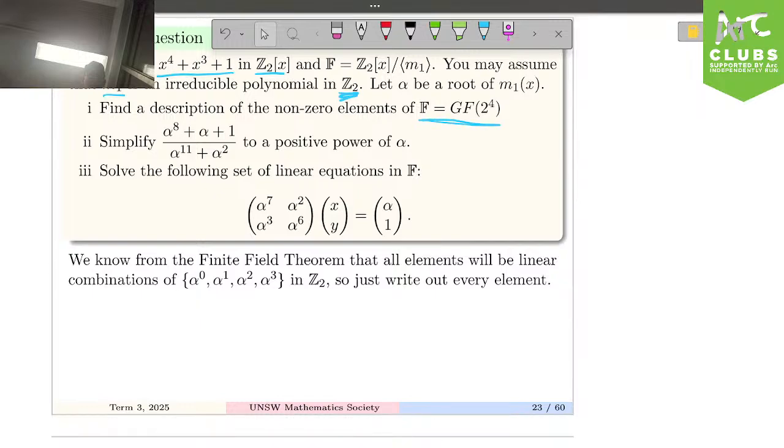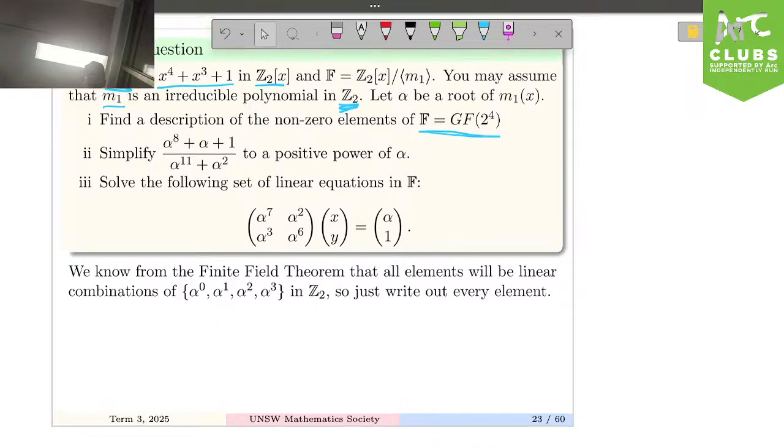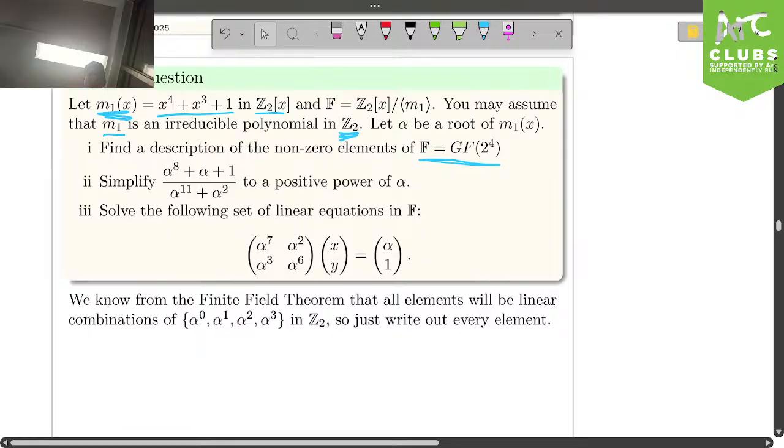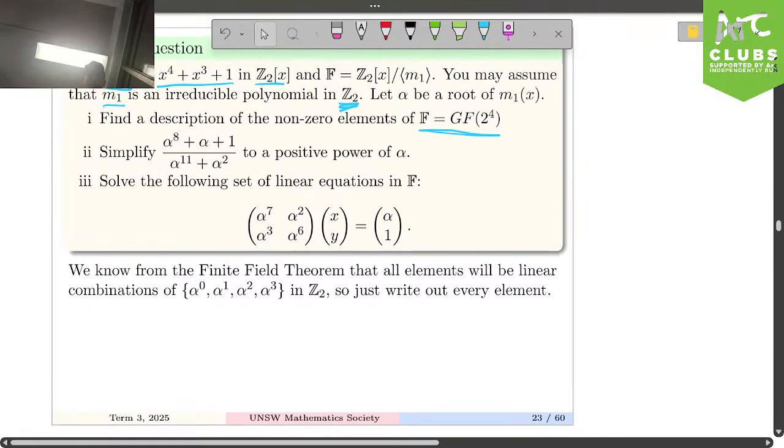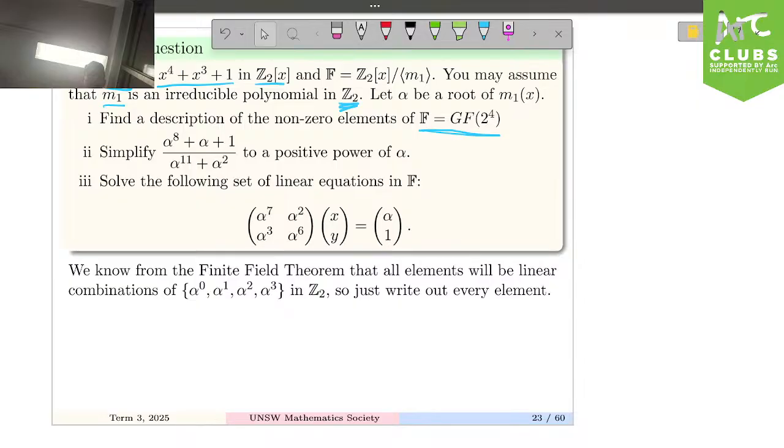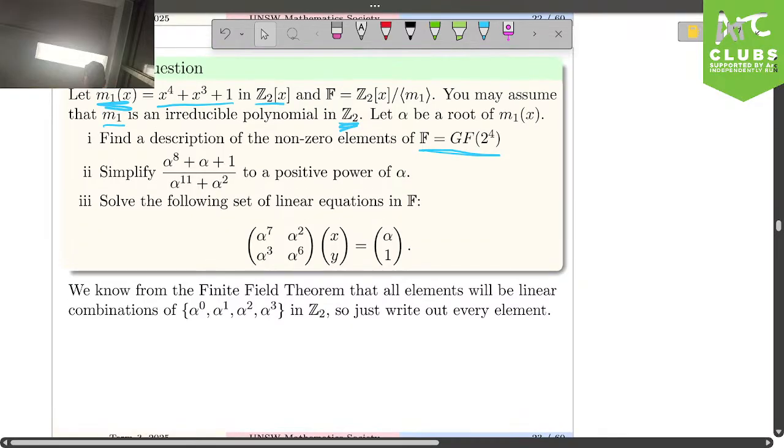Why would we need to factorize it? If it wasn't irreducible, why would you need to factor it? Because the finite field theorem requires that M is irreducible. Okay, cool. So remember, if something's confusing, finite field theorem. So it would be a field that was increased. Exactly. So find a description of the non-zero elements.